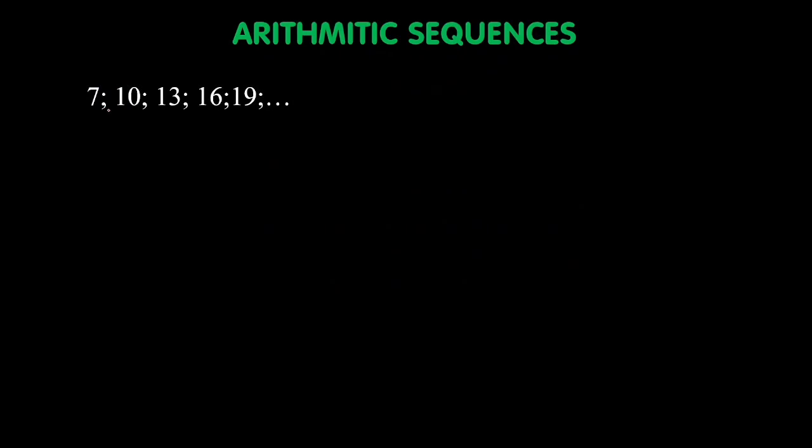So we have 7, 10, 13, 16, and 19, right? And I want you to notice something here: the difference between these numbers is that they increase by 3. 7 plus 3 gives us 10, 10 plus 3 gives us 13, and 16 plus 3 gives us 19. Therefore, it would continue indefinitely like that, because it's an increasing sequence.